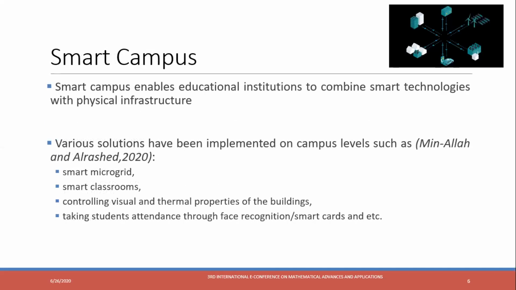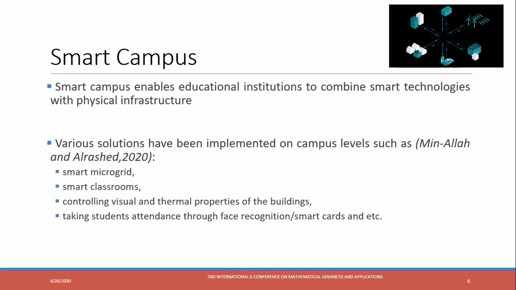And the smart campus actually is an emerging trend that enables educational institutions to combine smart technologies with their physical infrastructures for better services, improved decision-making activities, or increased campus sustainability, etc. And the university campus is indeed a small city, actually, with several aspects such as the multiplicity of functions, users, activities, and connections.